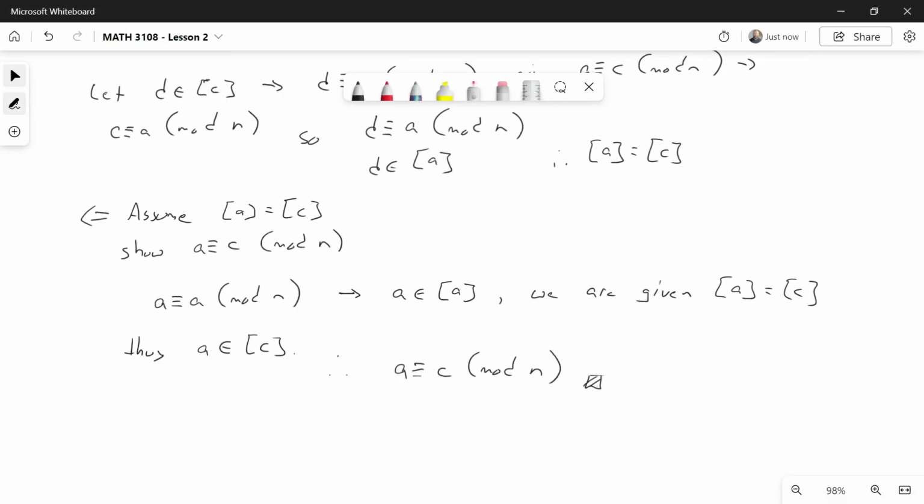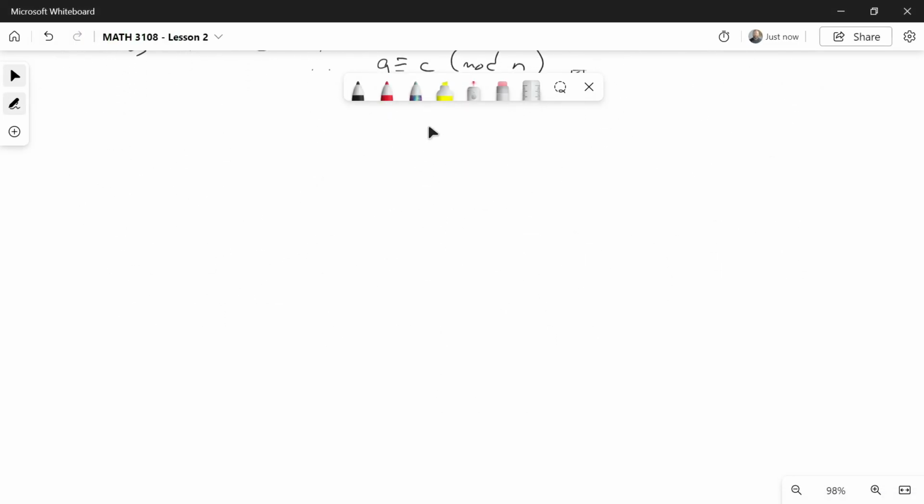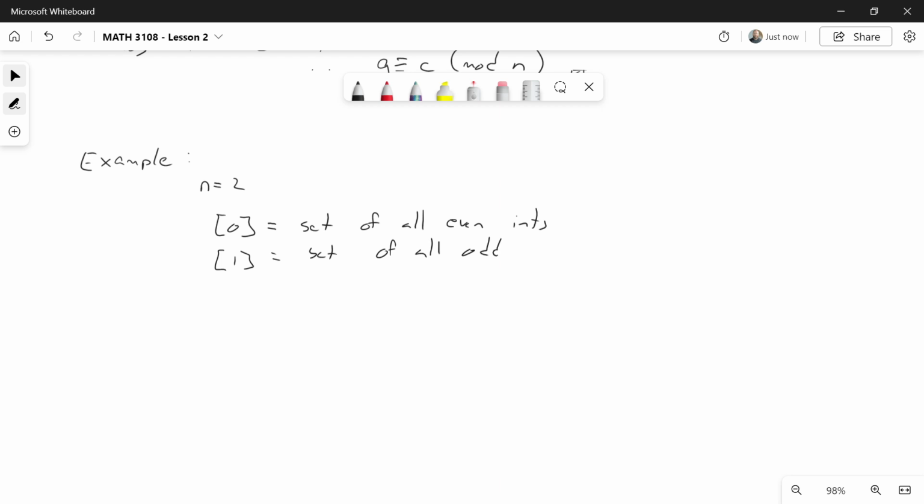Back to the whiteboard one more time here, folks. So remember from the example when we did n equal to 2, and we partitioned Z up into these two classes. We had the congruence class of 0, which was equal to the set of all even integers, and the congruence class of 1 was the set of all odd integers. And that makes up the entire set of Z.